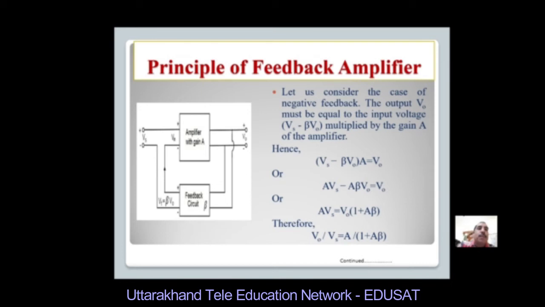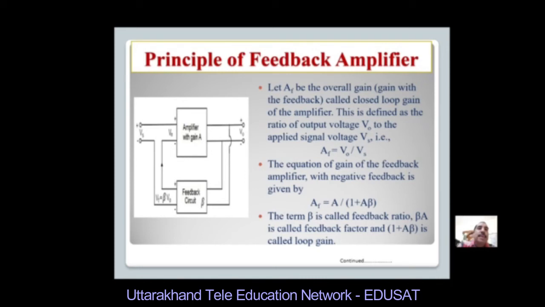Therefore, when this input Vs minus beta V0 is multiplied by the gain of the amplifier A, it should give us the output voltage. So Vs minus beta V0 multiplied by A equals V0, or AVs minus A beta V0 equals V0. When we solve this, we get V0 upon Vs as A upon 1 plus A beta.